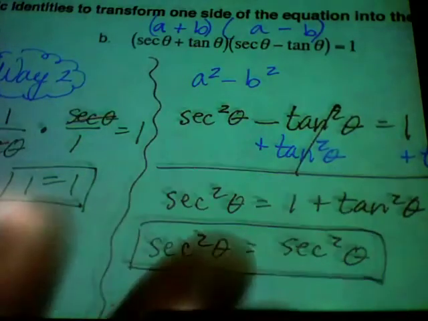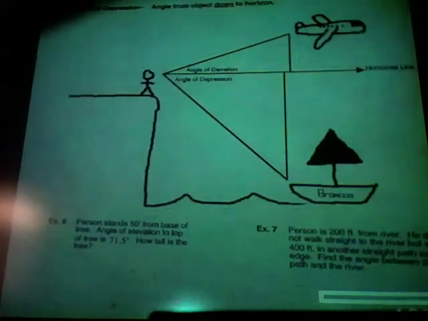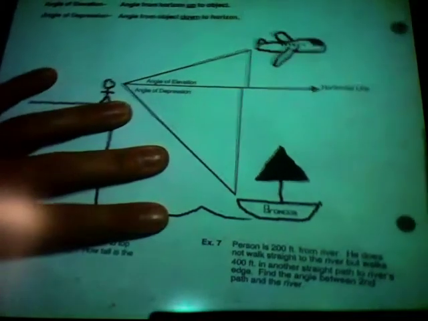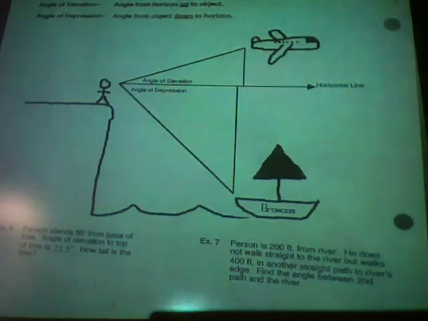All right, I'm going to do this last problem here tomorrow. The angle of depression, angle of elevation, your assignment's there. I don't believe it's on that assignment, but I could be wrong. If it is, just skip it until we go over it tomorrow.